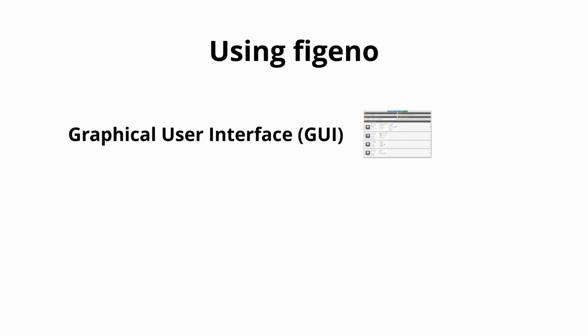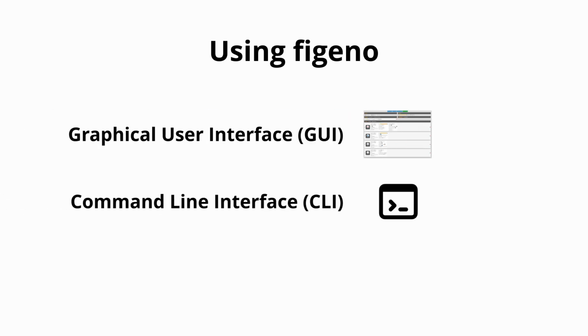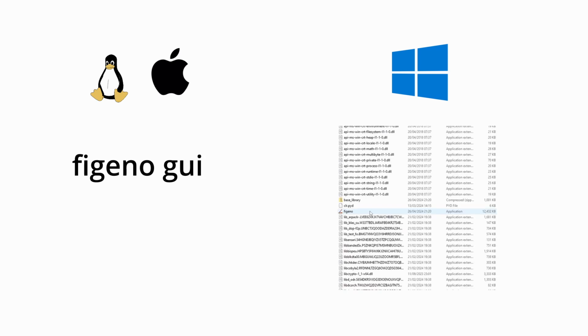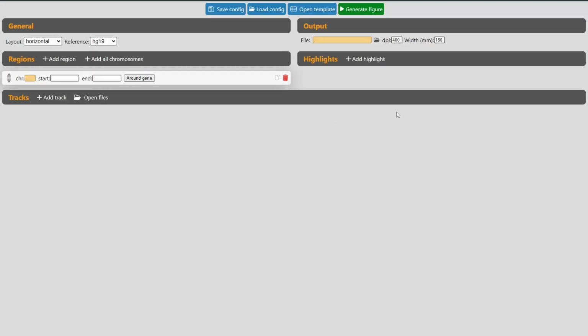Figeno has a graphical user interface, a command line interface, and a Python API. I'll start with the graphical interface since it's probably the easiest one to use. You can open the GUI by typing figeno gui in the terminal, or on Windows by starting the executable. This will open this page, which is where you can describe your figure. It's not as interactive as IGV, so you have to fully describe your figure and then click on Generate Figure before you can actually see it.